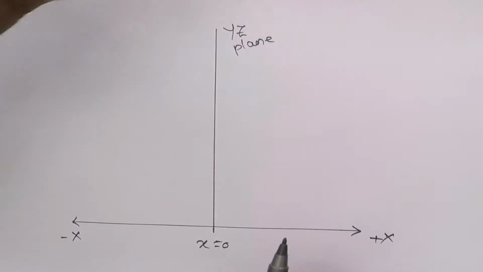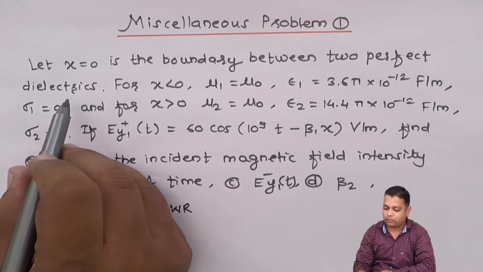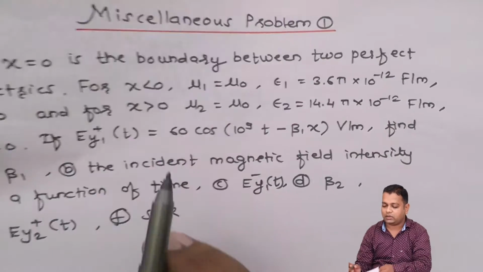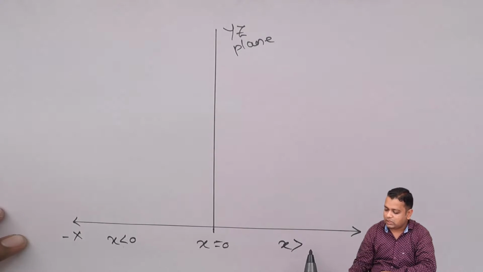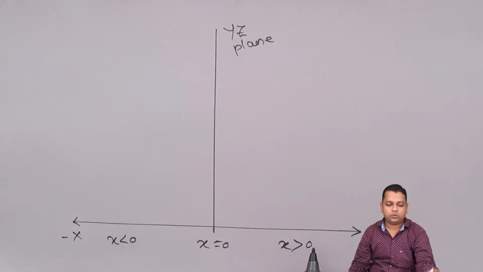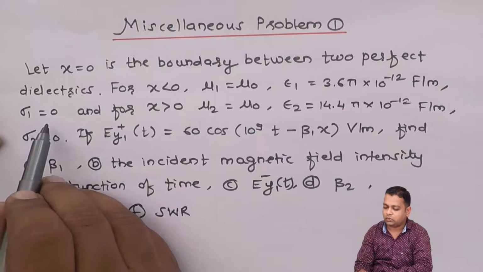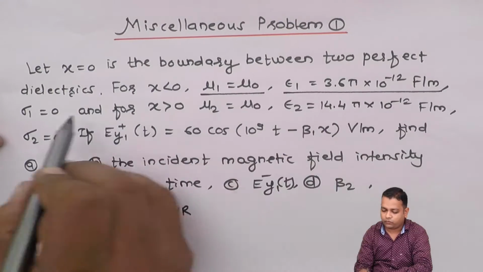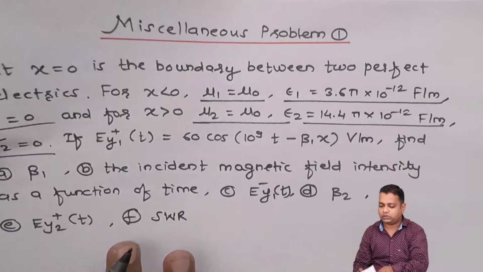This is our boundary. So this particular boundary separates two perfect dielectric mediums. So these are x less than 0 and x greater than 0. So this is our region 1. Here we can mention x less than 0. This is our region 2 on this side. This is x greater than 0. So corresponding permeabilities, permittivities and conductivities of the region 1 and that of the region 2, here we can show it into this particular diagram, and then we shall proceed further.